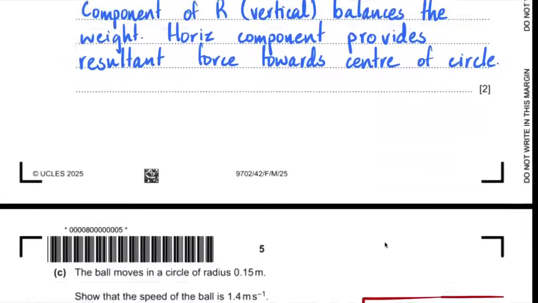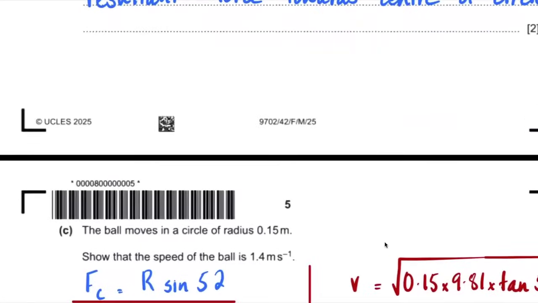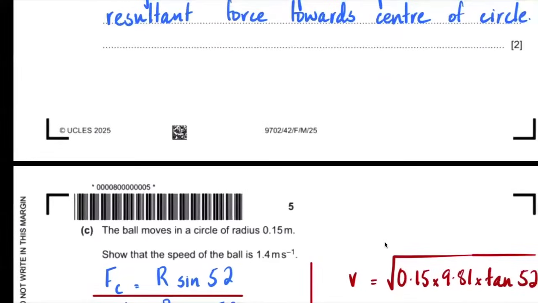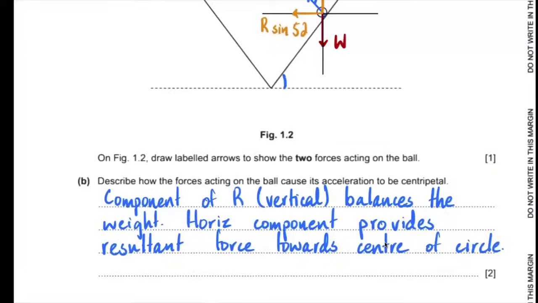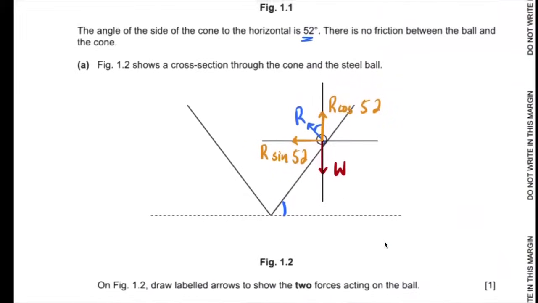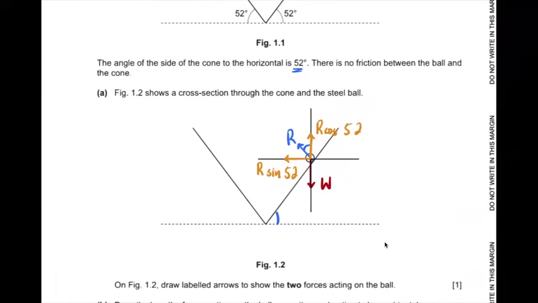In the next part, it says that the ball moves in a circle of radius 0.15 meters. Show that the speed of the ball is this much. So obviously I can't use anything like v equals r omega, because I just know how the forces are. And I literally don't know anything except that. I don't know the mass. I don't know anything. All I know is this angle. So if I think about the forces, I would say that W equals R cos 52.